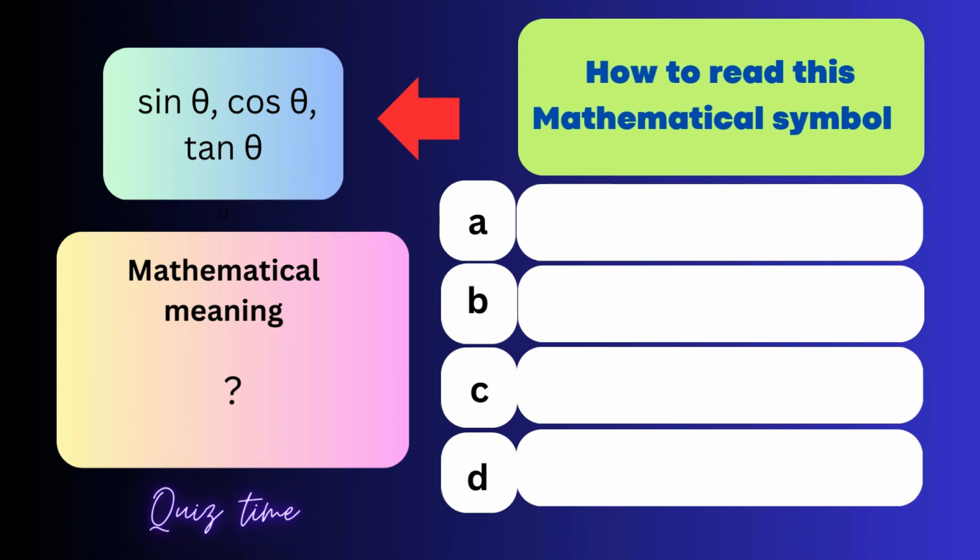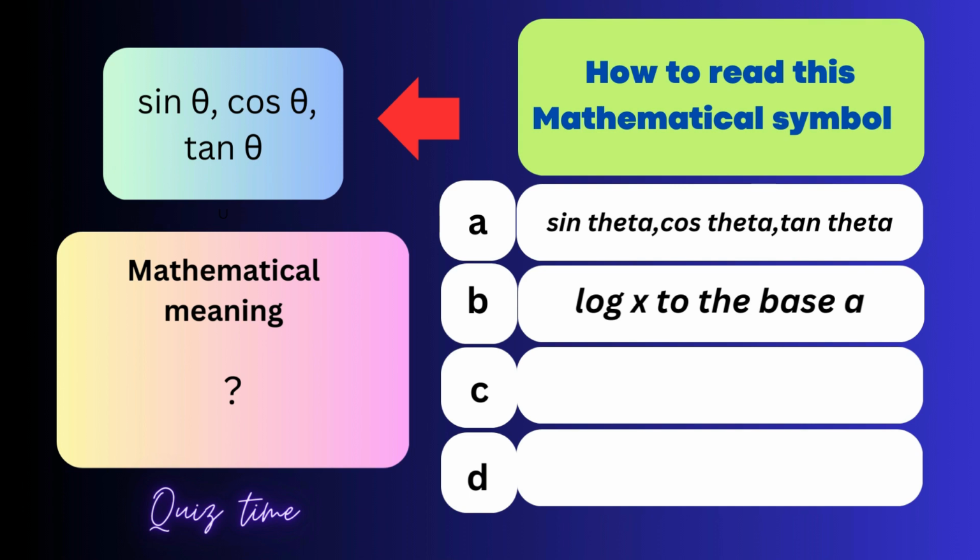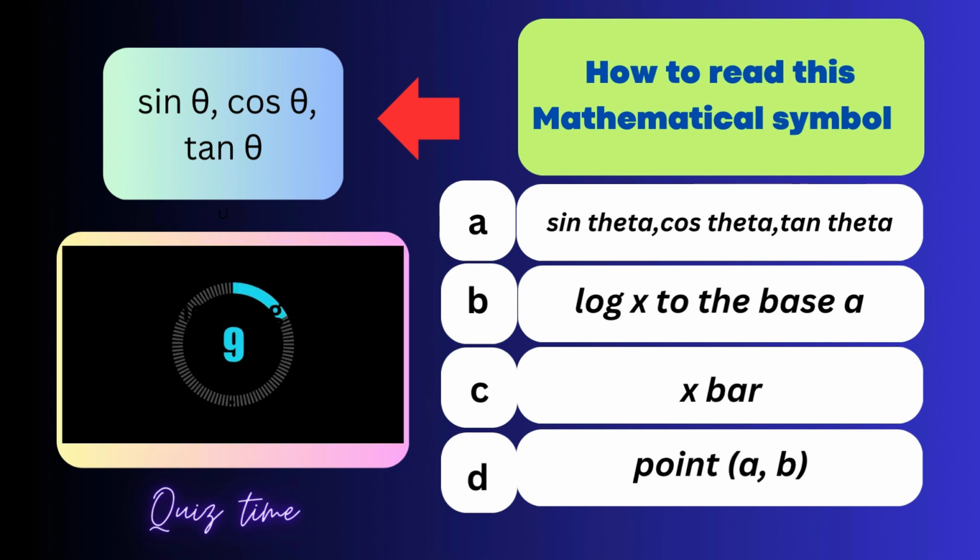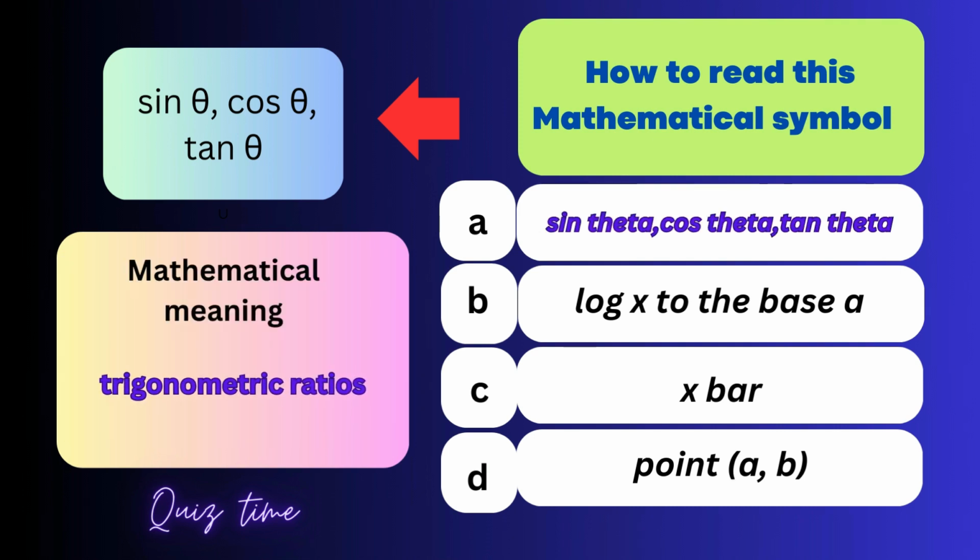How to read this mathematical symbol? A. Sin theta cos theta tan theta. B. Log x to the base a. C. X bar. D. Point A, B. The answer is A. Sin theta cos theta tan theta.